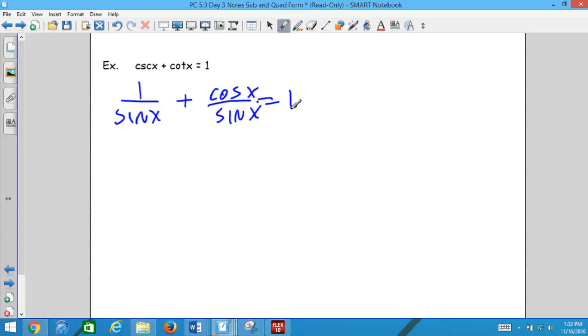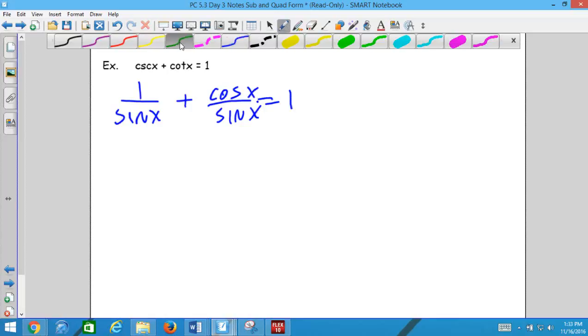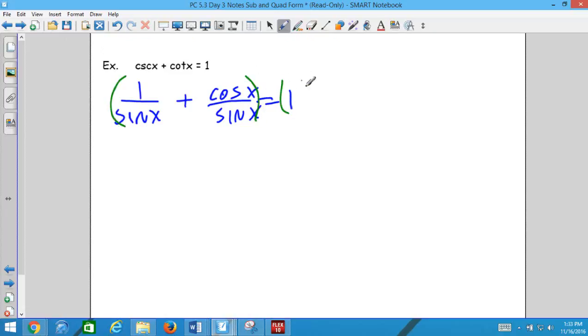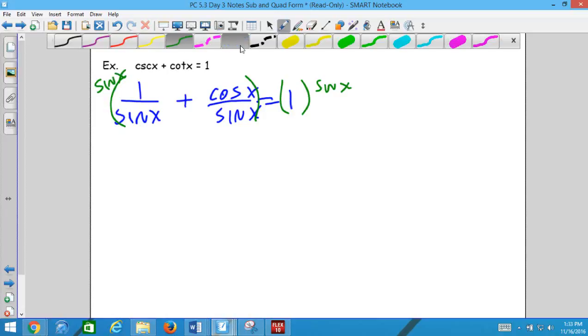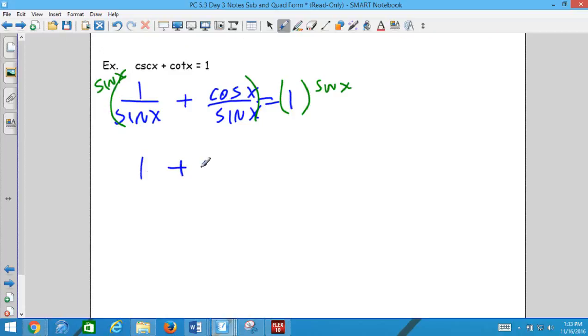Don't you have to bring over the 1 first? I could. I'm just showing you things that you can try. You don't have to first, no. So if I do it this way, I'm going to get 1 plus cosine x equals sine x.